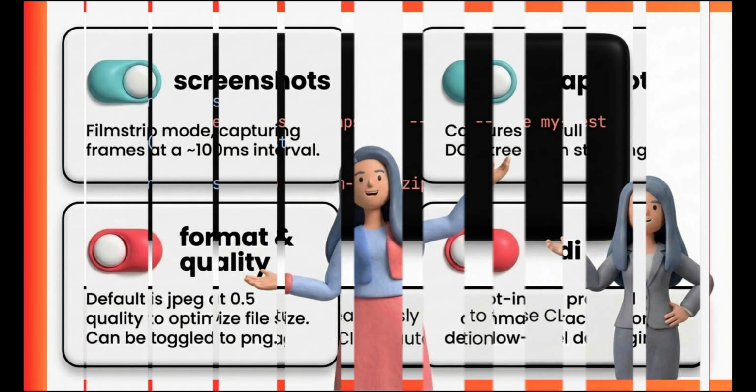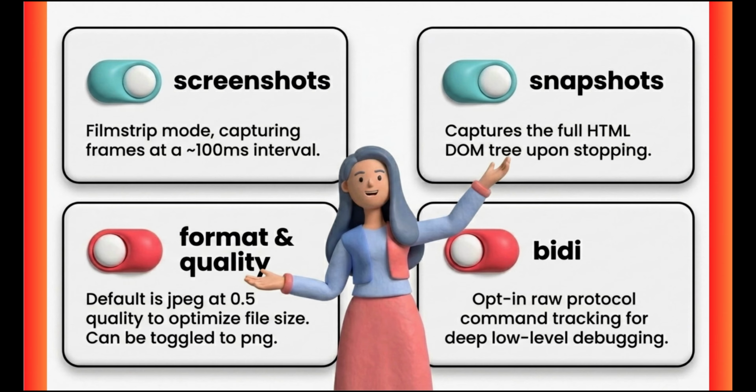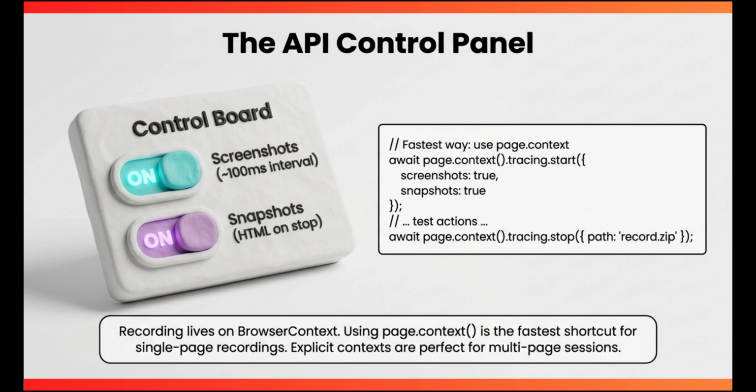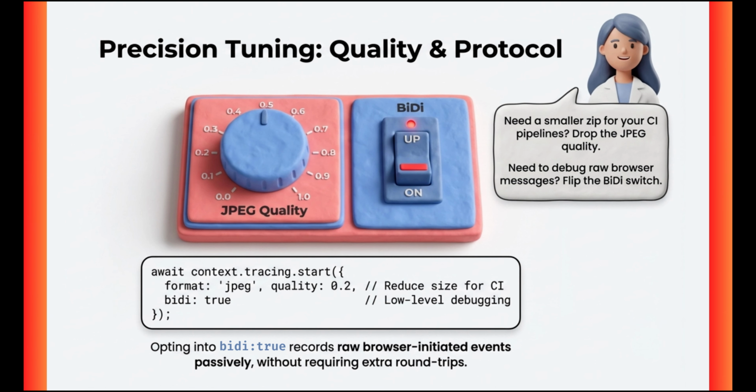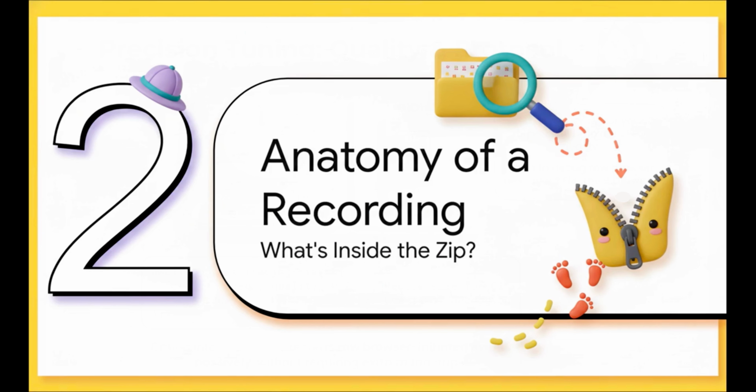Now, when you kick off a recording, you have some really powerful options. The defaults are set to be super lightweight, which is great, but you can turn on screenshots to get that visual film strip, or snapshots to capture the entire DOM at different points. You can even record Vibium to get all the raw protocol commands. It's all about finding that perfect balance between how much detail you need and how big you want your file to be.